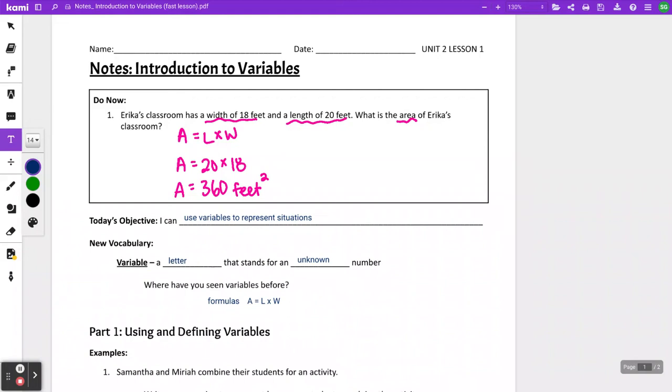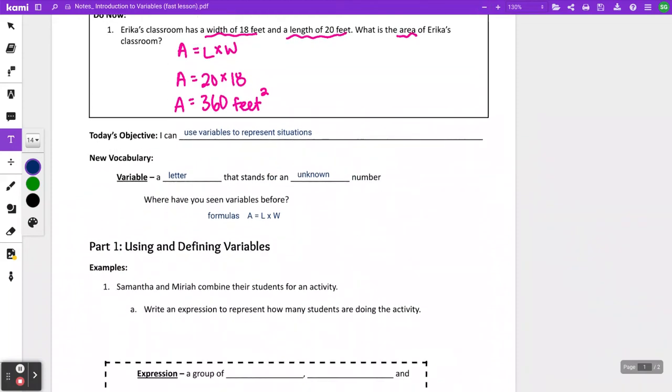And that is what we're going to do today, is we're going to look at situations, and instead of using a formula we already know, it's like we're coming up with a formula. We're going to use letters or variables to help us represent that situation, just like these letters here represent area.